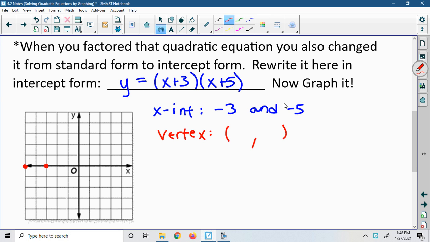The x-coordinate of the vertex has got to be right in the middle of -3 and -5, so that would be -4. And then the y-coordinate, when you take a second and plug -4 into the equation, I believe you're going to get -1. So -4, -1 would be the vertex. You have your nice, lovely parabola over here.